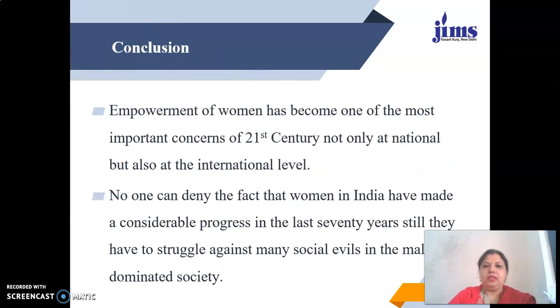Now to conclude this topic, empowerment of women has become one of the most important concerns of the 21st century, not only at the national but also at the international level. No one can deny the fact that women in India have made considerable progress in the last 70 years. Still, they have to struggle against many social evils in the male-dominated society. If we really want to empower women, it is very essential to provide them education. By educating them, we can empower them.